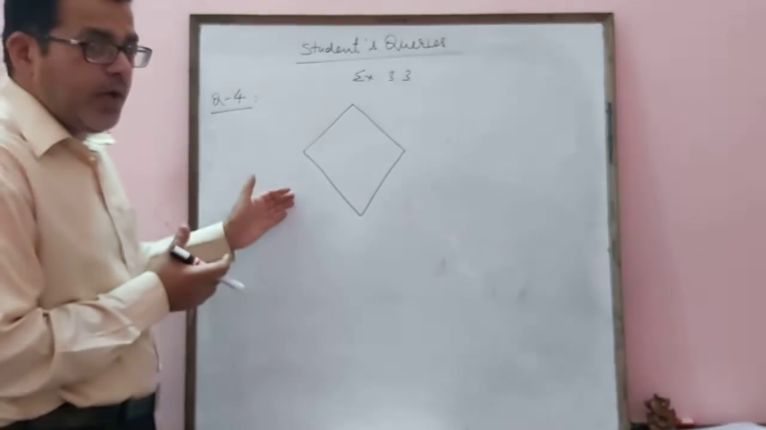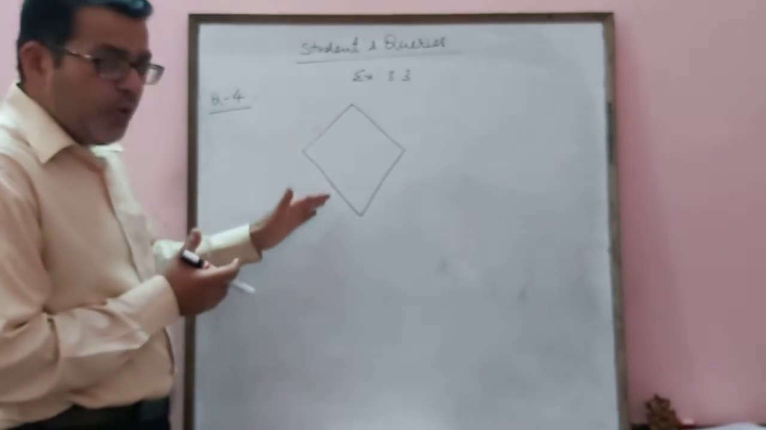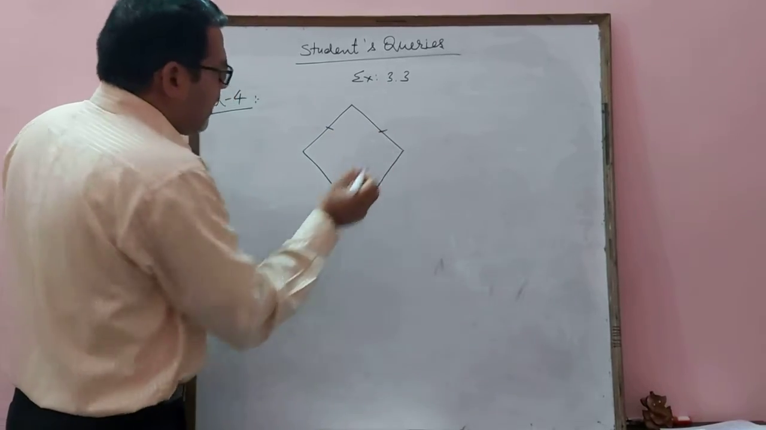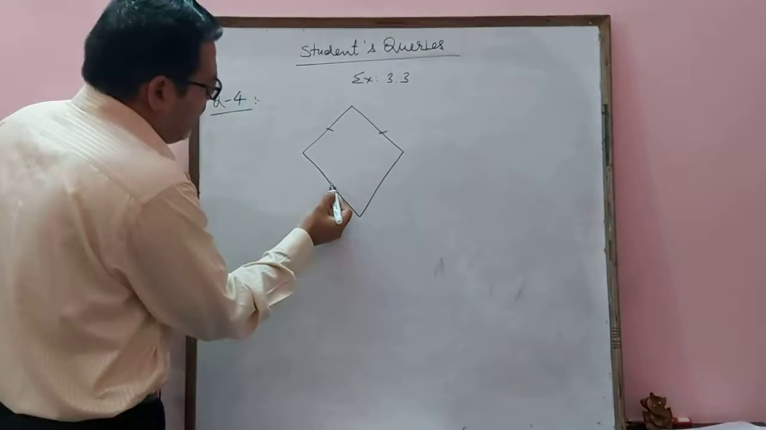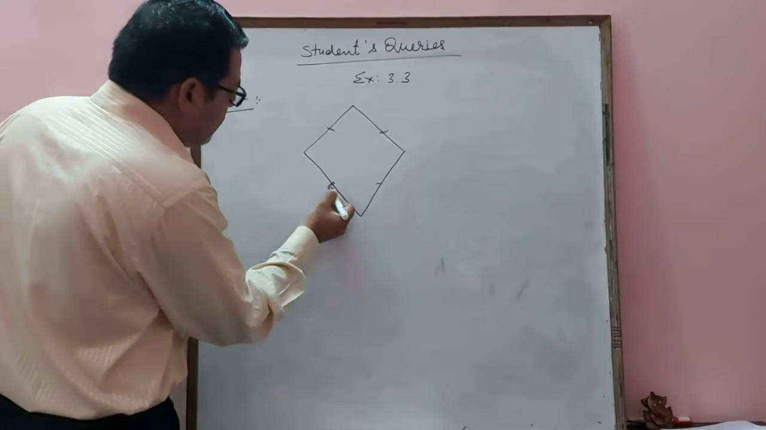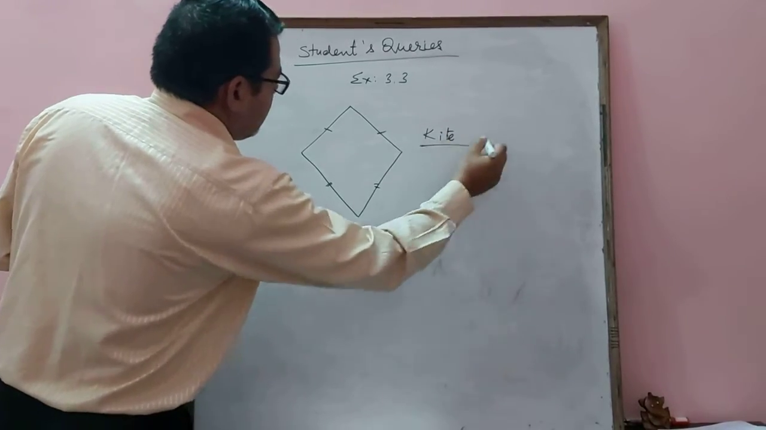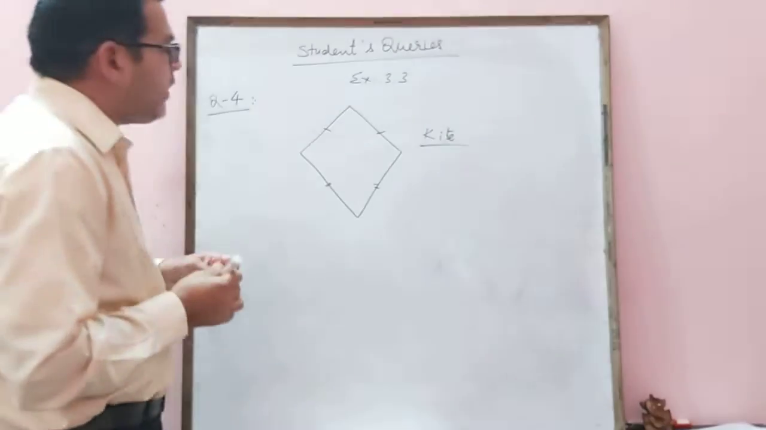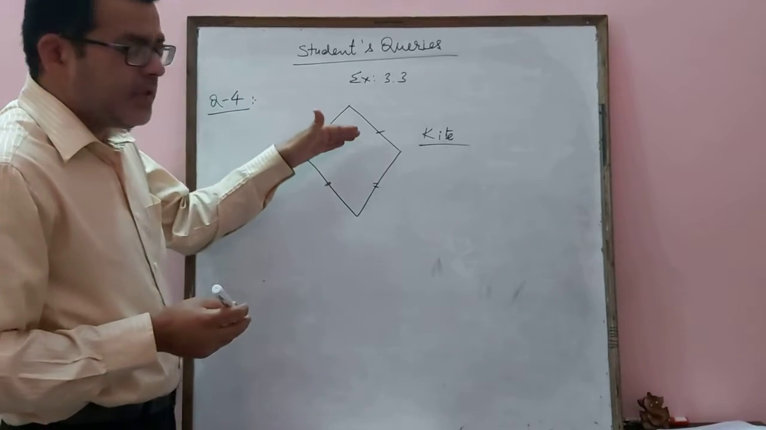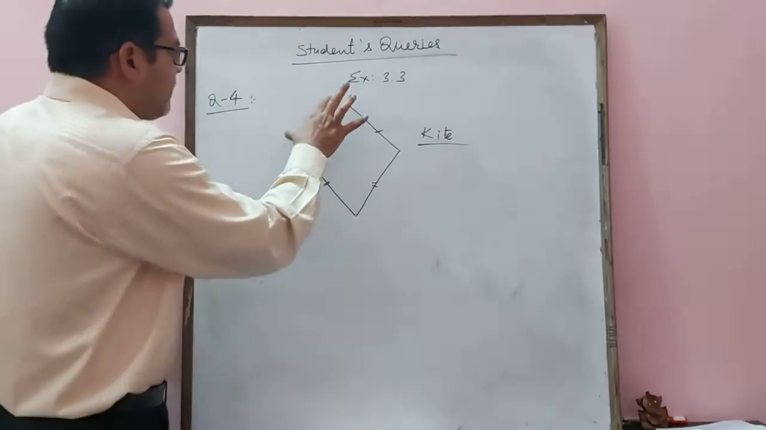So I have drawn here an example of a quadrilateral. It has four sides, and this side and this side are equal, but these are not parallel. And this side and this side are also equal. So this is an example of a kite. In a kite we know that pairs of two sides are equal. This side is equal to this side.